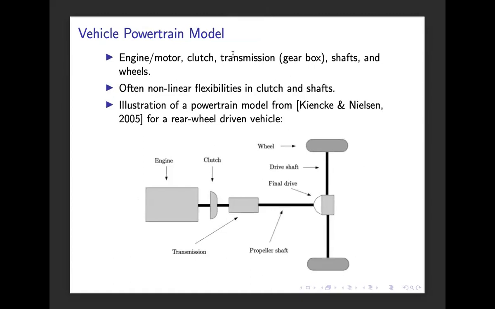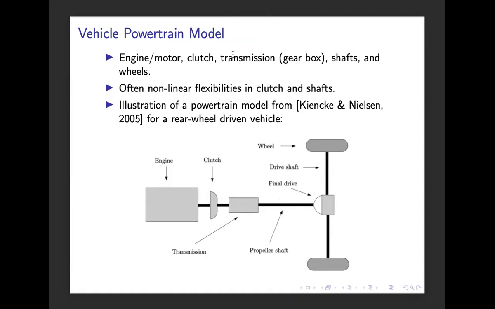So let's go a bit more into detail what we need to model in this kind of system. As I said, we have the engine, the motor. Here it's illustrated with an engine that could go through a clutch. Then we have the transmission that contains the gear ratio. And then we have the propeller shaft that brings the power forward, so to say.